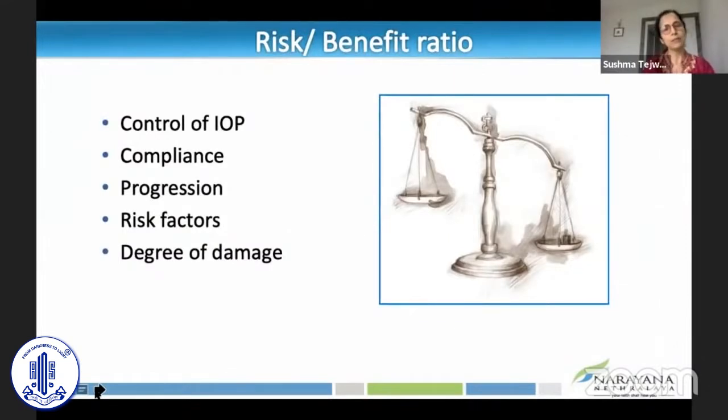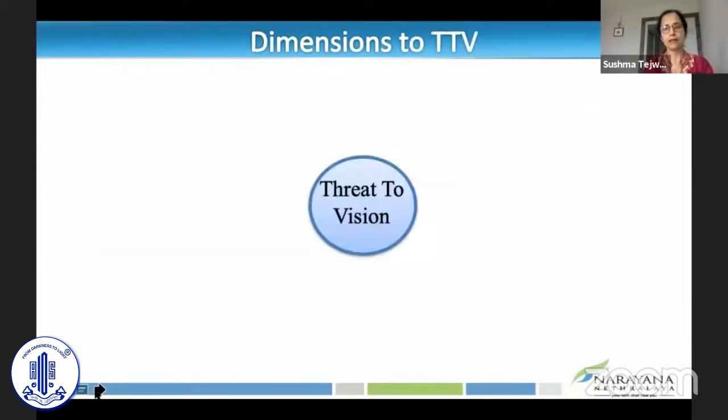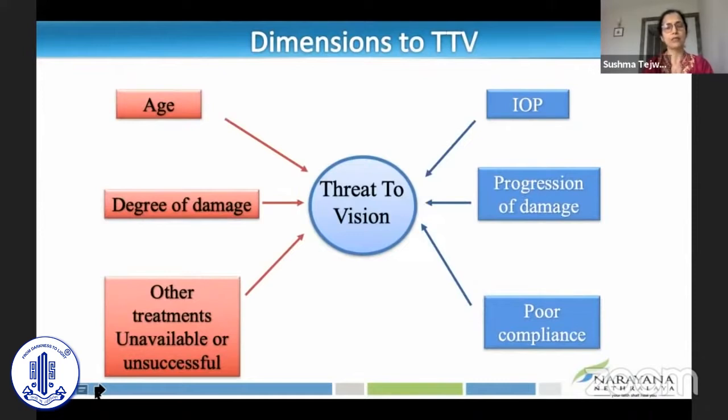You always have to keep in mind that a risk-benefit ratio has to be looked at for each individual patient, based on the advantage we are going to get by doing a particular surgery in a given patient and the risks involved. And we need to take into account multiple factors that we already discussed, like IOP control, compliance, progression, degree of damage, and the risk factors. So when we feel that there is a threat to vision, and there are different dimensions to it, it may be related to age or damage or progression. When there is a threat to vision, that is when we decide about the surgery.